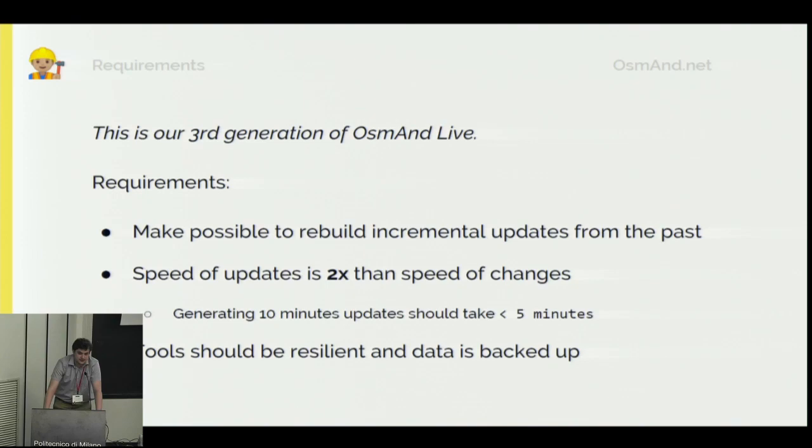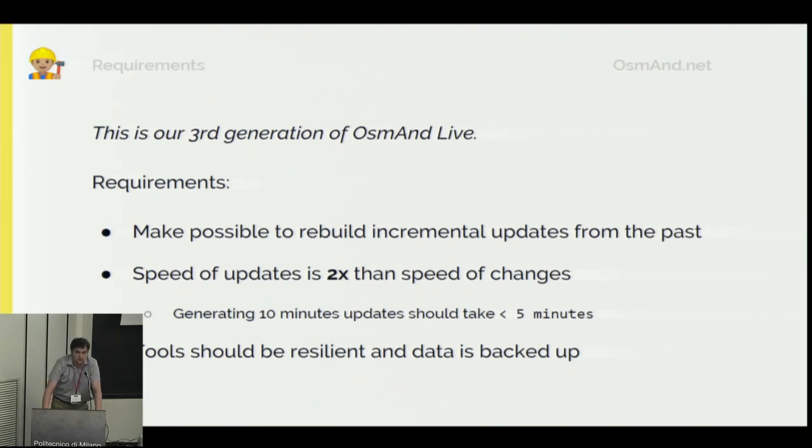Another important thing is the speed. If you cannot generate changes fast enough, you will end up always trying to catch up, and at one moment something goes wrong and you will never catch the live stream. So it's always recommended to measure it, and your speed should be at least a factor of 2 of the changes stream. It means if you want to generate a 10 minute update, you need to do it in 5 minutes at least.